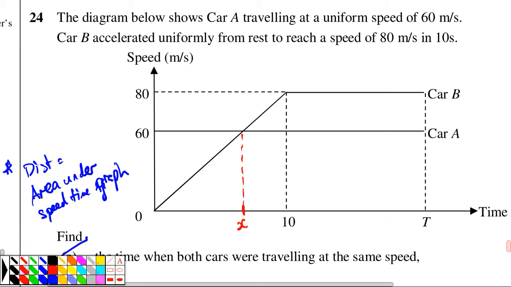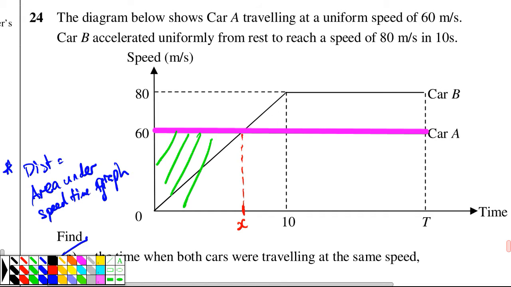Car A is this one. Right? Car A is this. So for car A, what is the shape I calculate for X? Don't tell me square, tell me rectangle. So this is the area I calculate. For car B, what is the area I calculate? The triangle. Do you see? Can you follow?